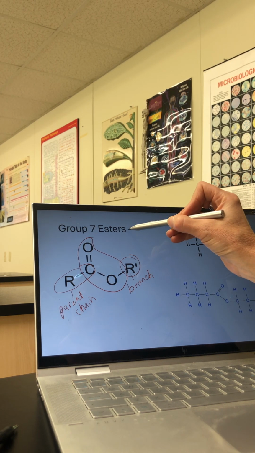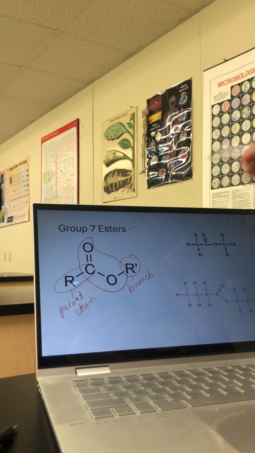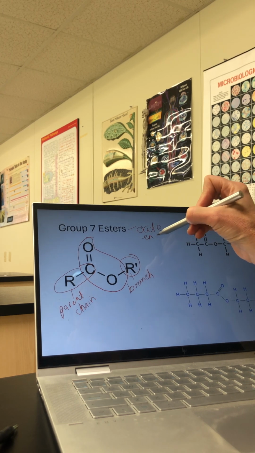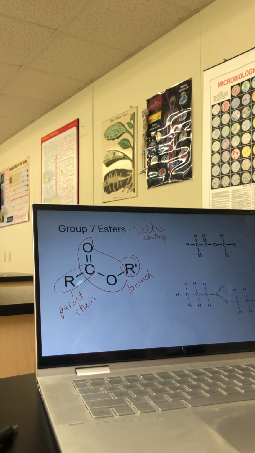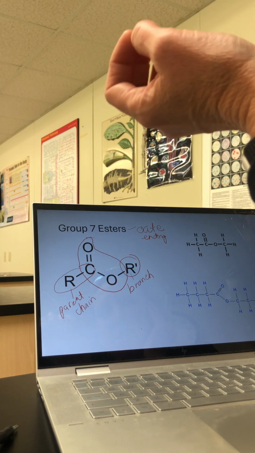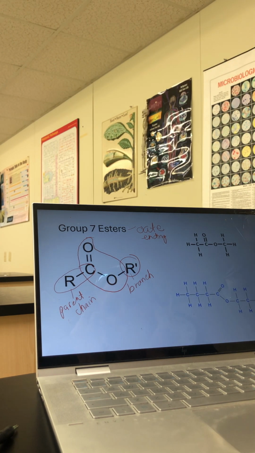Now, the ending that you're going to use for these when you're naming them is going to be an oate ending. Now, these ones typically don't create any cyclical molecules, so you won't really see that. And they can be at the end, but generally you'll see, these are better examples of them here.